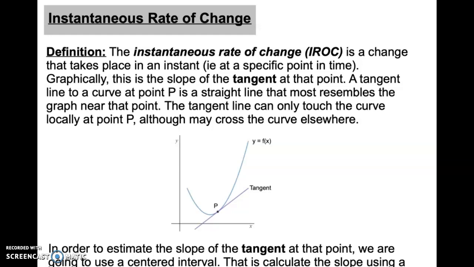Okay, so here we see at point P, we've drawn a line that approximates the slope at that point. So in drawing this line, there is about equal spacing on either side of where that line hits the point P, which is where the line is tangent to.